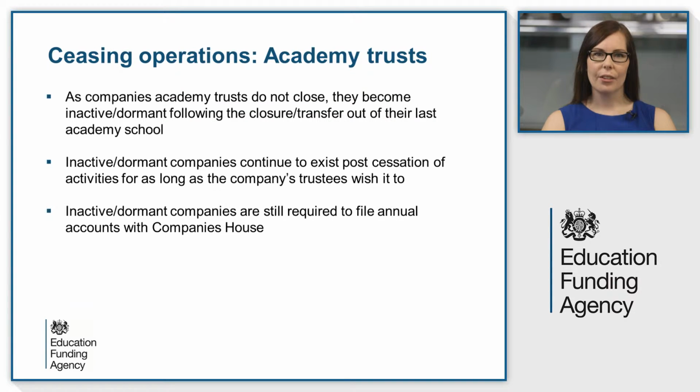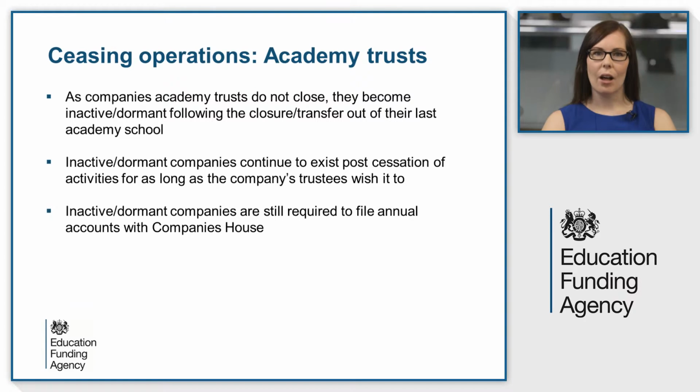Academy trusts are dormant or inactive when there is nothing going on. Mainly, they close or transfer out their last academy. As an academy trust is separate from its operations, which is the academy school, the academy trust continues in existence after losing its academy schools.